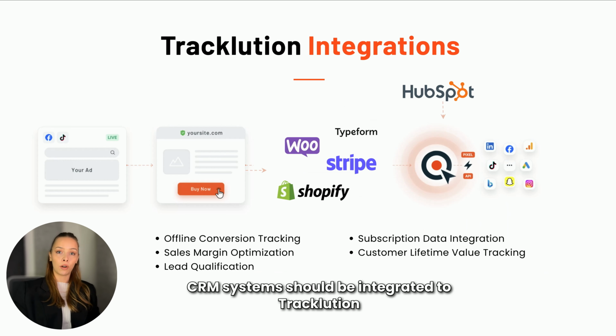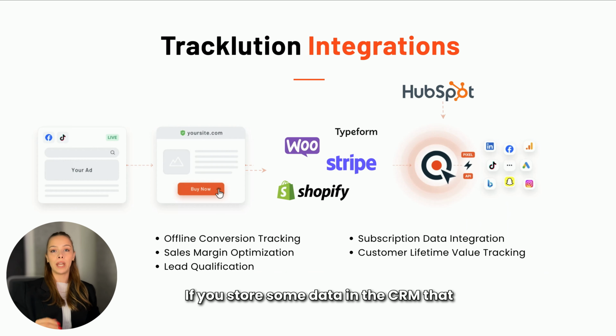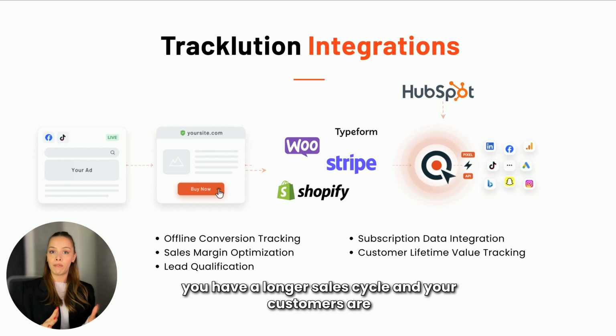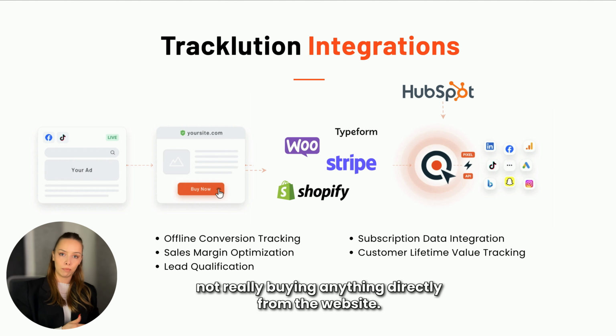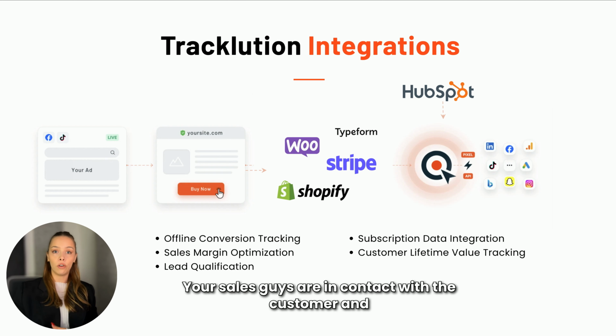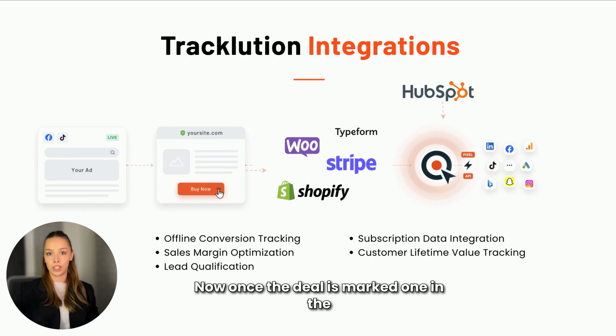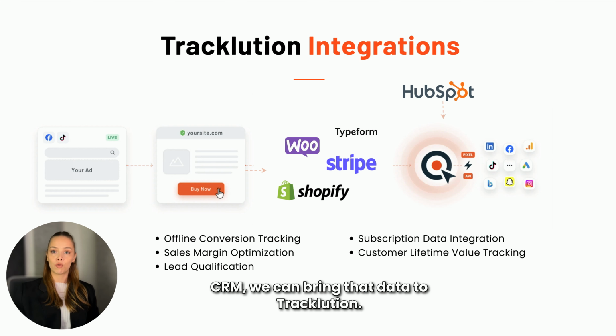CRM systems should be integrated to Tracklution if you store some data in the CRM that you don't store on the website. So for example, you have a longer sales cycle and your customers are not really buying anything directly from the website. Your sales guys are in contact with the customer and they finally mark the deal won in the CRM. Now, once the deal is marked won in the CRM, we can bring that data to Tracklution.